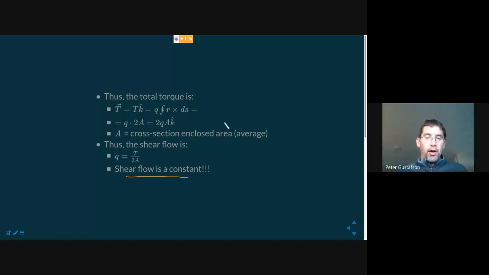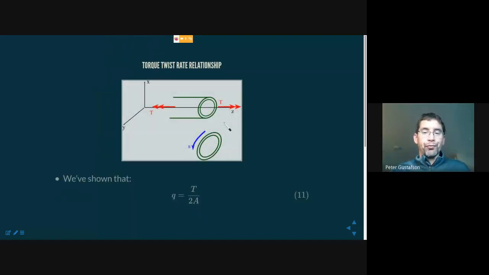All right, so what's the takeaway? What do you think this means now? So Ron is asking a question. So the less material there is, the less shear flow you have. Well, now we have to be careful, Ron, because it's not necessarily that. What we're saying is the more area that's enclosed, the lower the shear flow.